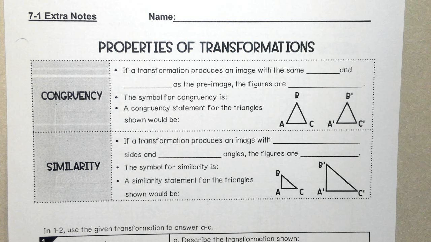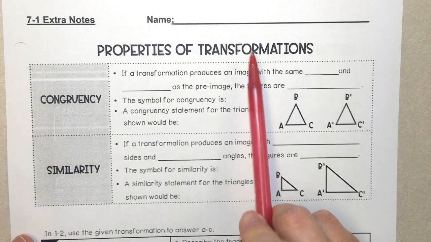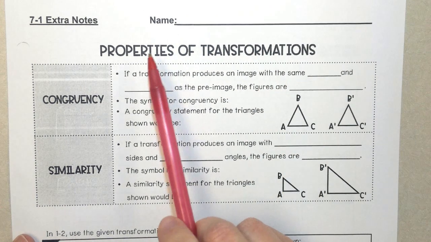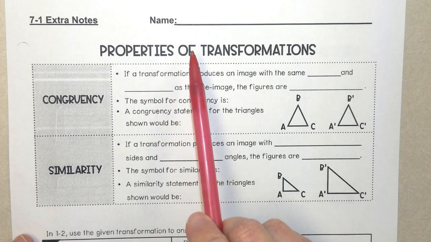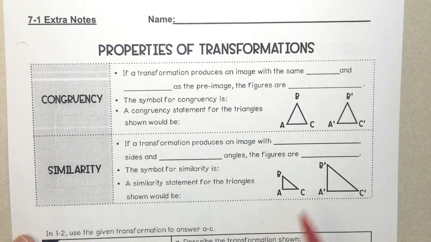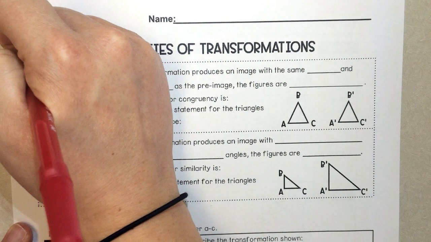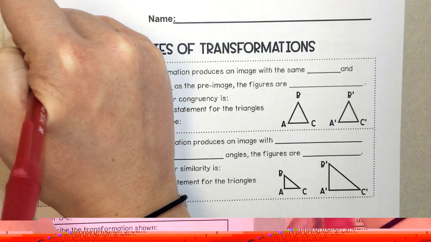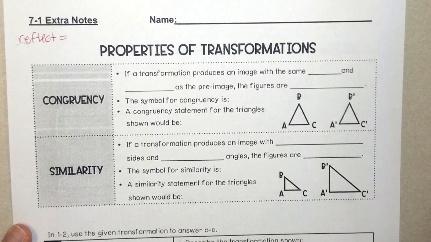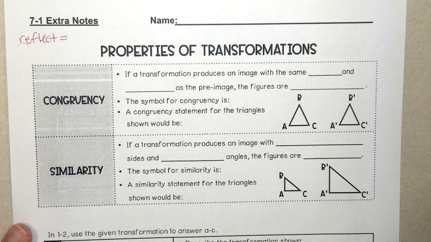So one of the things on lesson 1 that you have to remember is what the transformations were from last chapter, because now we're talking about the properties of the transformations. Okay? So if we talk about reflections, what word did we use to reflect? What word did we use? Anybody? Flip.